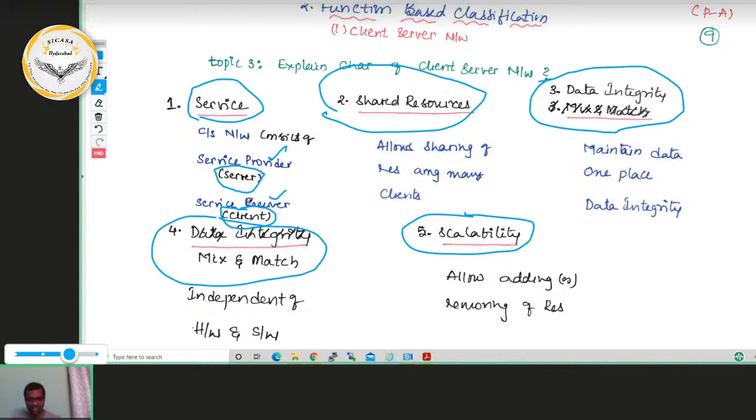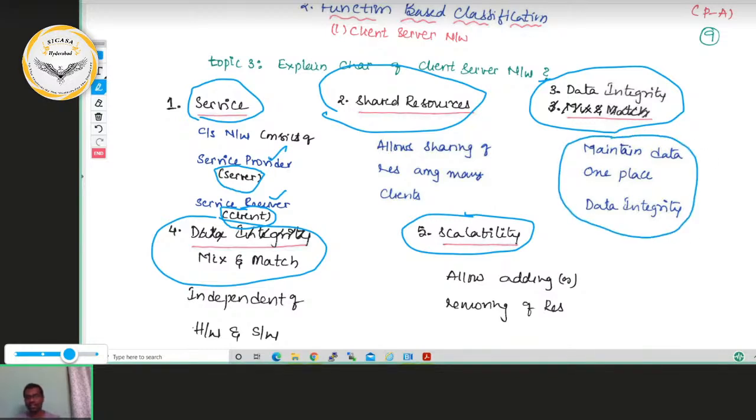Now, shared resources we already know. It allows sharing of network resources like printer, scanner, etc., so that multiple users can access these resources at the same time, or simultaneously. That is called shared resource. Now, what do you mean by data integrity? Data integrity is nothing but maintaining the data at one place.